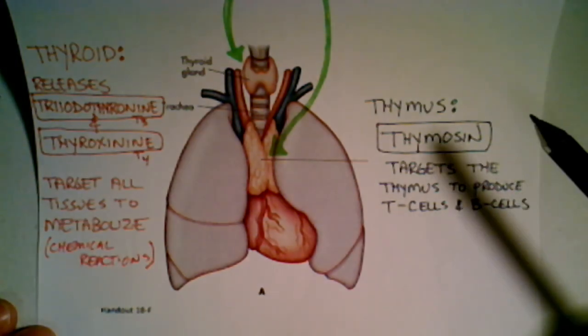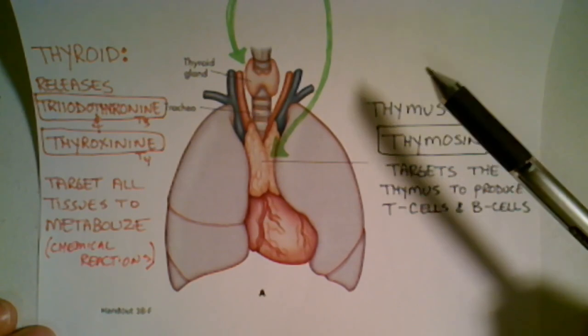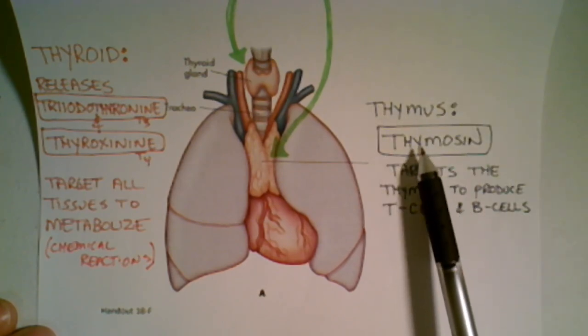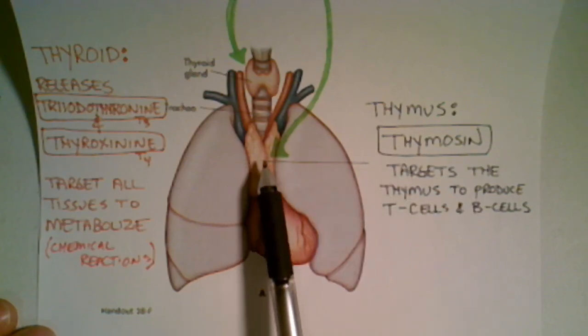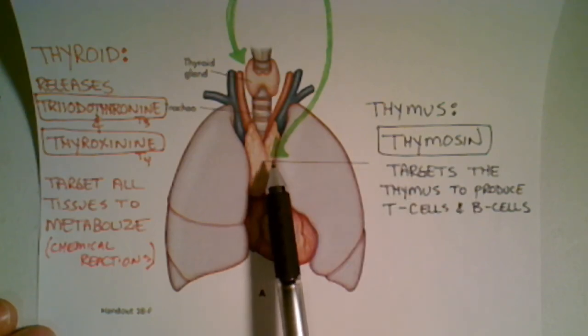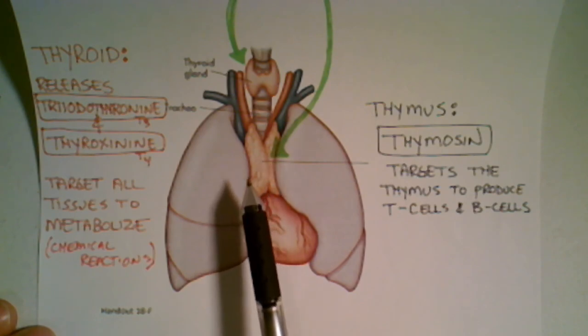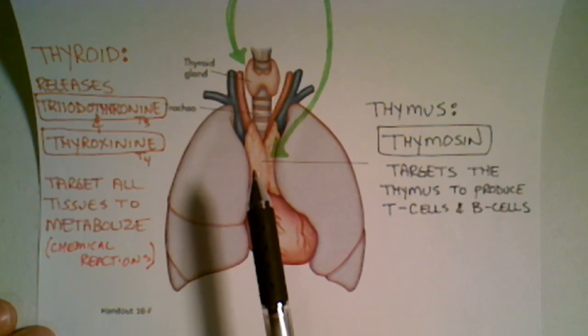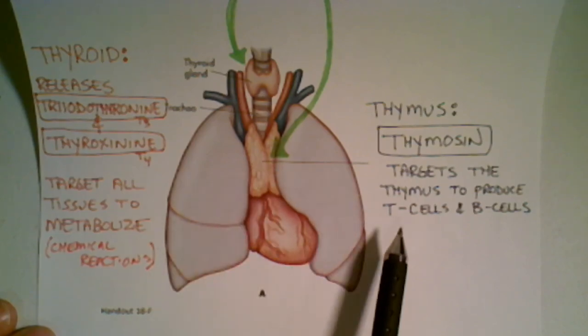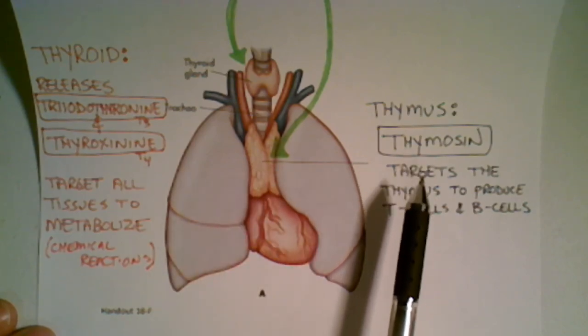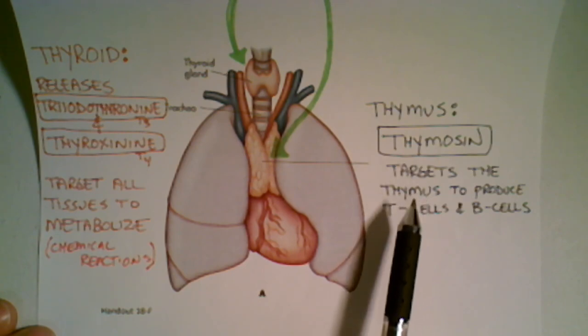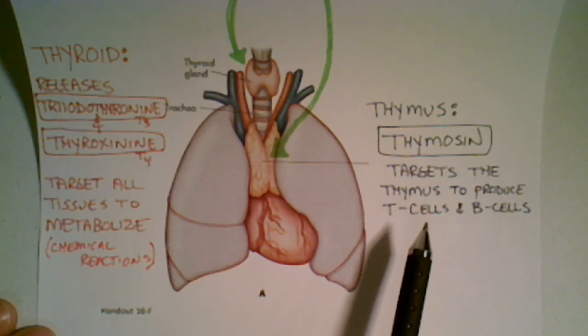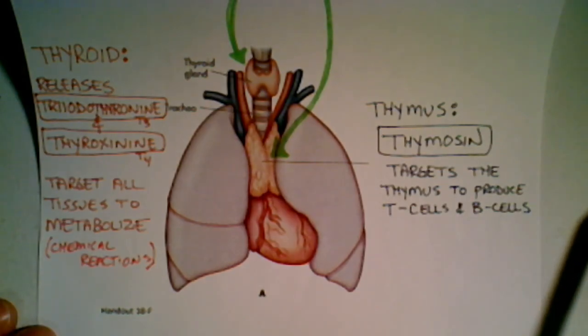Then remember, thyroid stimulating hormone tells the thymus to make thymosin. The thymus is this organ sitting on top of our heart, remember? We've been looking at it in lab. We've been looking at it under the microscope, so we know it. And remember, thymosin is going to target the thymus itself to produce T cells and B cells. So that's all there is to this handout. Kind of just a continuation of what we were talking about in 14A, but kind of cool.